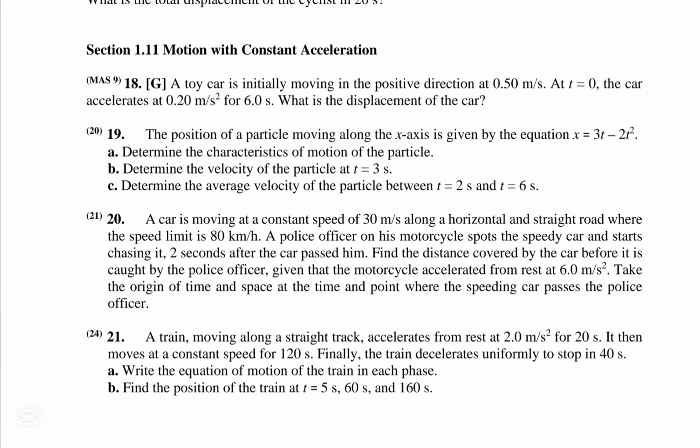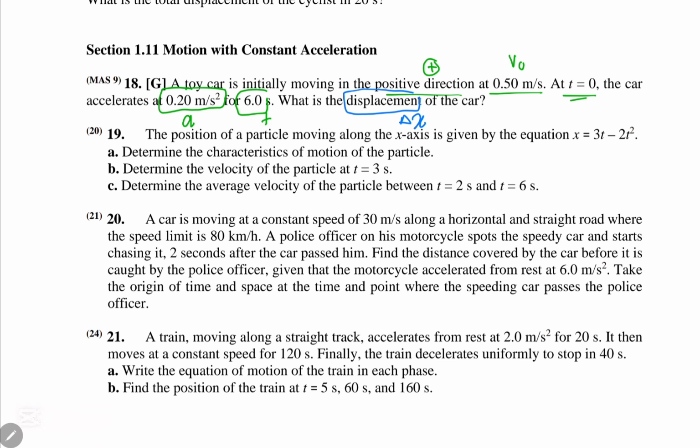A toy car initially moving in the positive direction, very important, the positive direction at 0.50 meters per second, so this is the initial velocity. At time equals 0, the car accelerates at 0.20 meters per second squared, so this is our acceleration, for 6 seconds, and this is the time. They want the displacement of the car. Displacement is denoted by delta x. Position is denoted by x, but displacement is denoted by delta x.